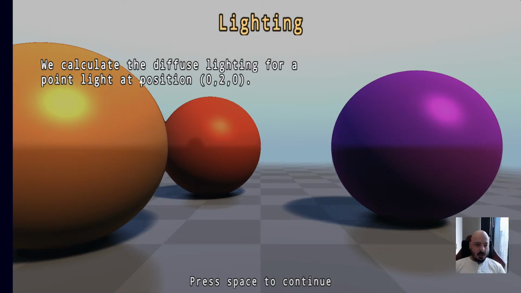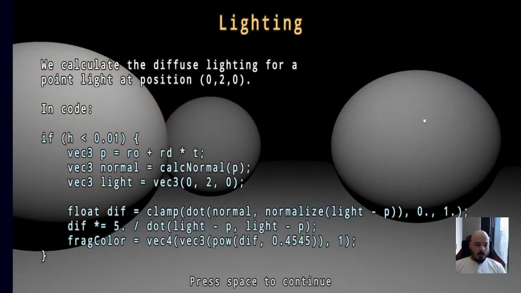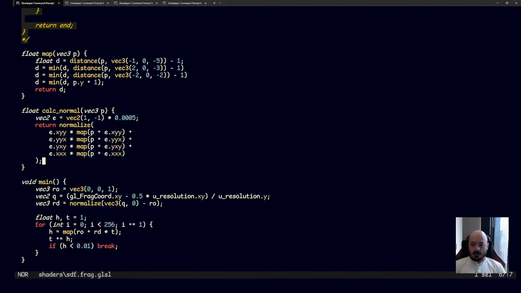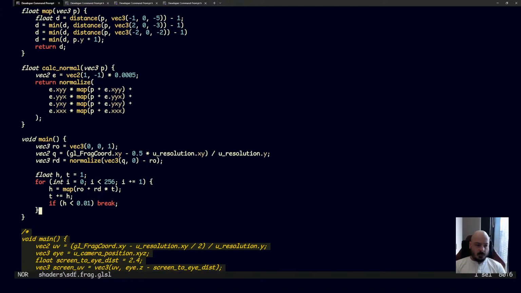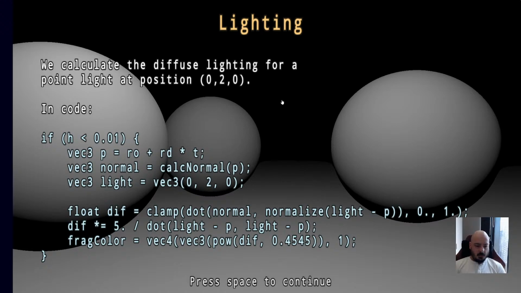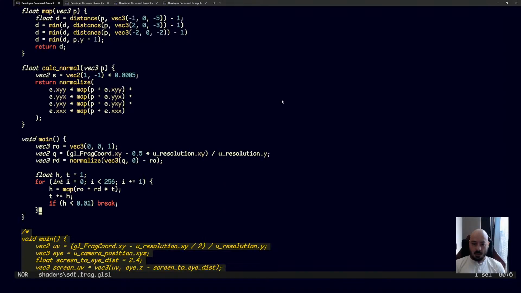We calculate the diffuse lighting for a point light at position 0, 2, 0. So that's going to be up here somewhere. I didn't actually calculate the... oh, there we go. OpenGL is great. The only issue is it has a ton of legacy, obscure methods that you see only being used in a single game. That's interesting.